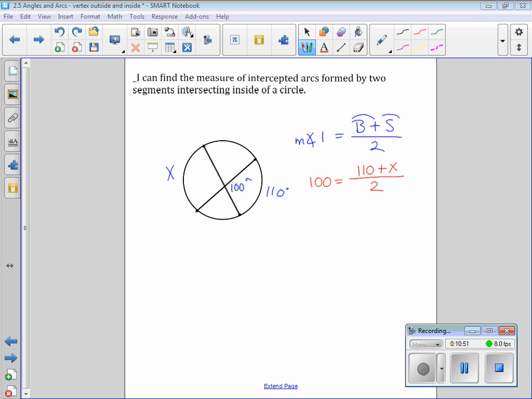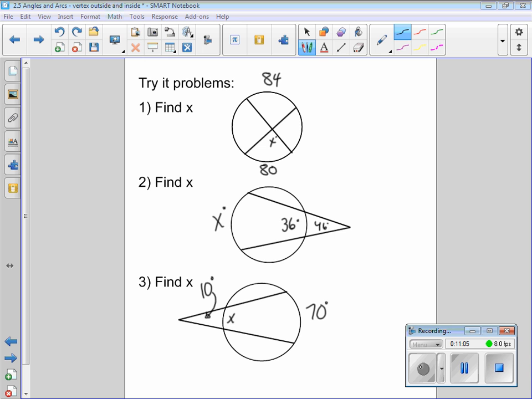Okay, and don't bother worrying over if it says 110 plus x or x plus 110, because two numbers added together just doesn't matter. And there you have it. X is equal to 90 degrees.